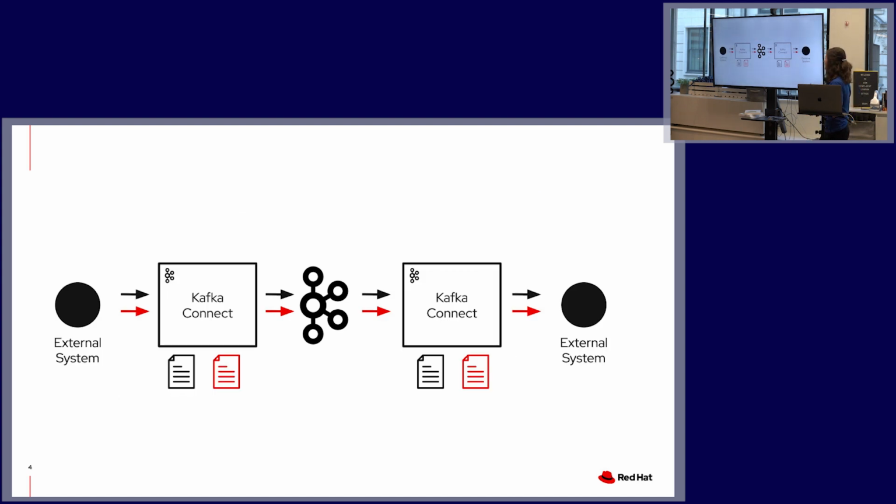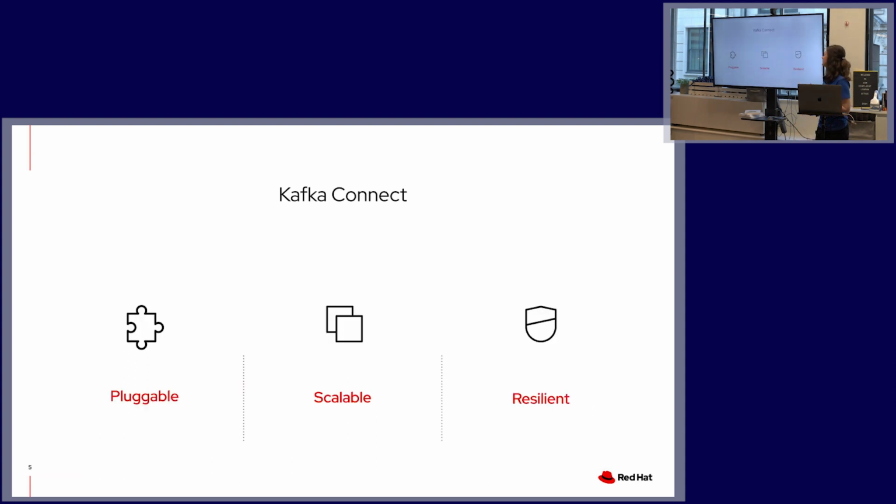Of course, Kafka Connect is a tool that lets you get data from external systems into Kafka and then back out to another external system. One of its key features is that you can do this with little or no code written by you. It's pluggable: you bring different connectors for different external systems. It's scalable: you run those connectors on multiple workers. And it's resilient because it stores all of its state in Kafka, and by running multiple workers, if one of them goes down, you can do failover.